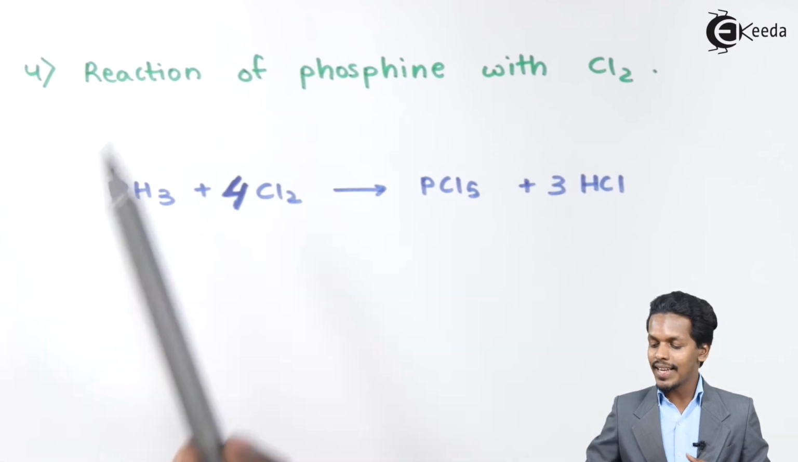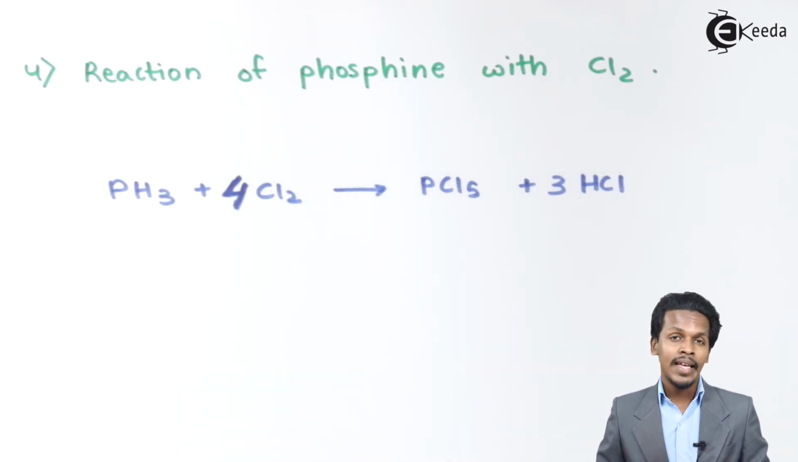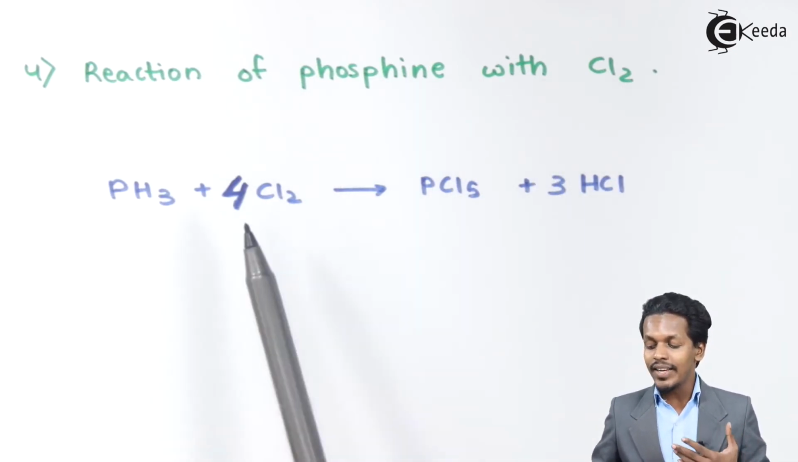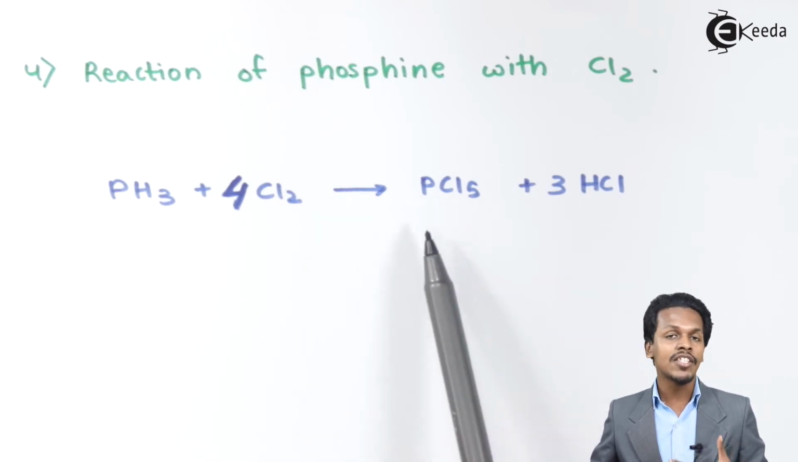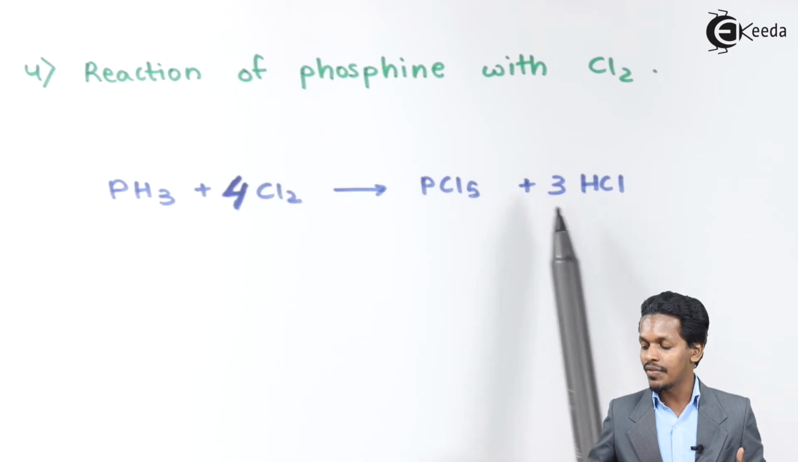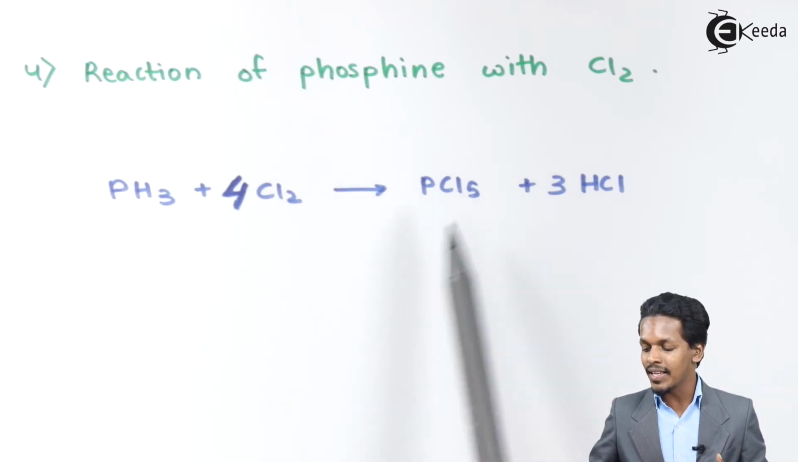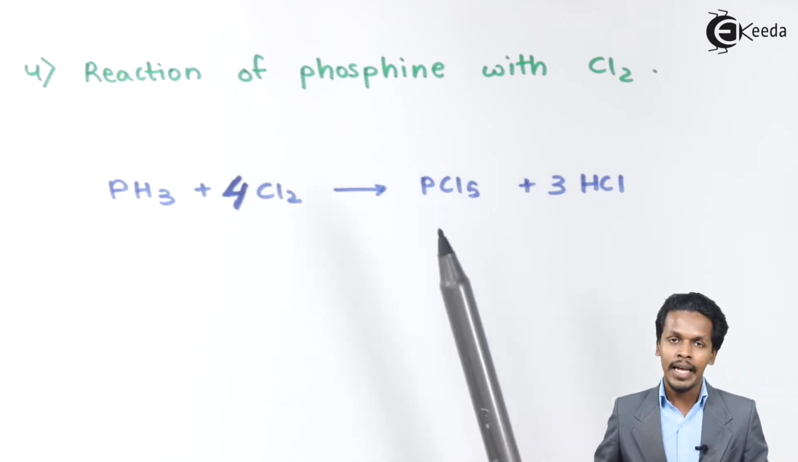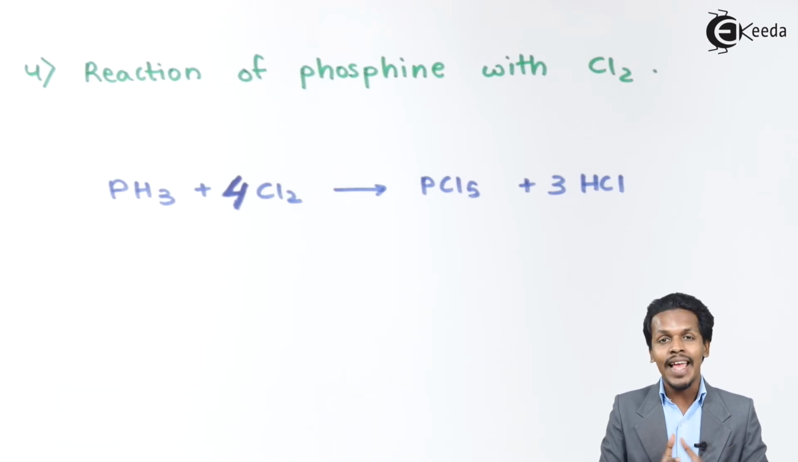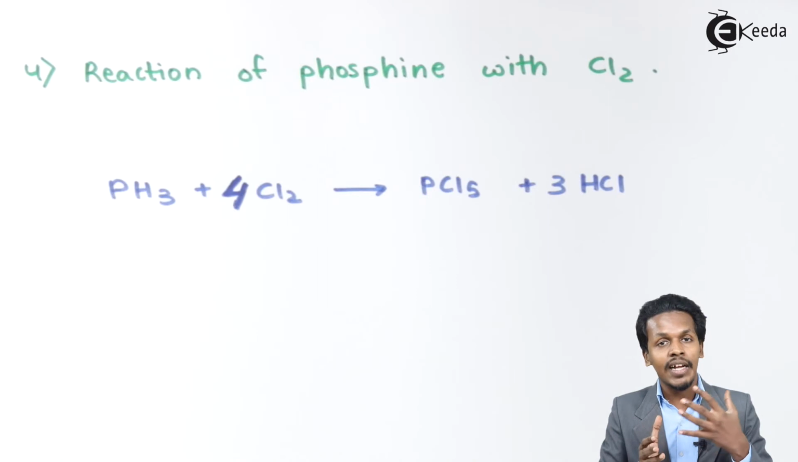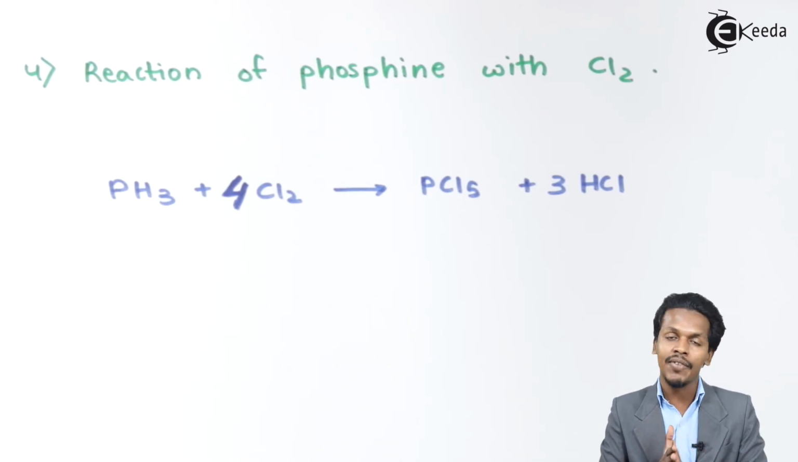The next reaction is the reaction of phosphine with Cl2. In this case, phosphine, whenever it is reacted with 4 moles of Cl2, will produce PCl5, that is phosphorus pentachloride, along with 3 moles of HCl. So this is a method where we can prepare phosphorus pentachloride. But talking about the reaction of phosphine with air, it produces an explosive mixture whenever phosphine is reacted with air or with oxygen.